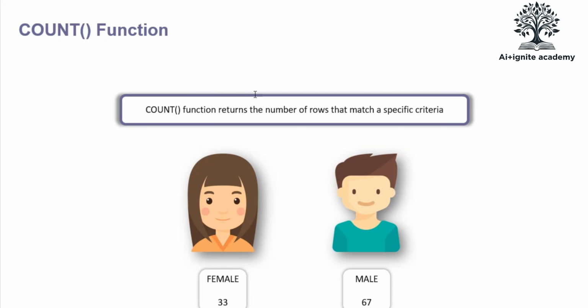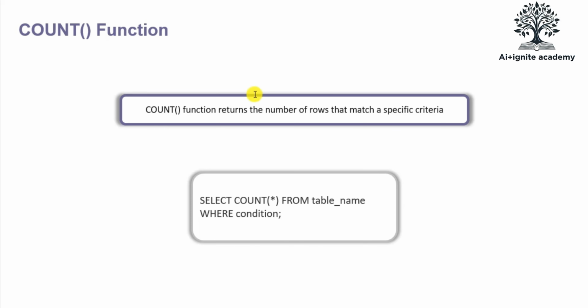Then there's a count function. So the count function returns the number of rows that match a specified criteria. That is, if we wanted to find out the number of male and female employees in a company, then we can use the count function. Let's look at the syntax. So after the select keyword, you will use the count function and give in an asterisk inside the parenthesis. Then you will give the table name, and finally you will use the where clause to give the condition.